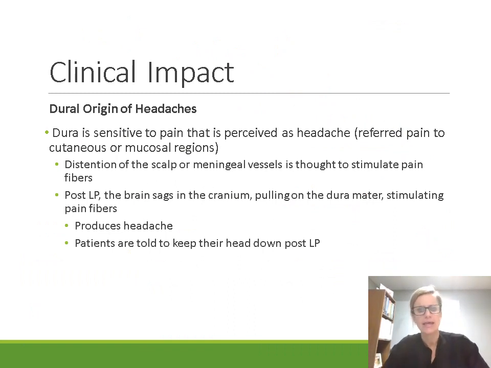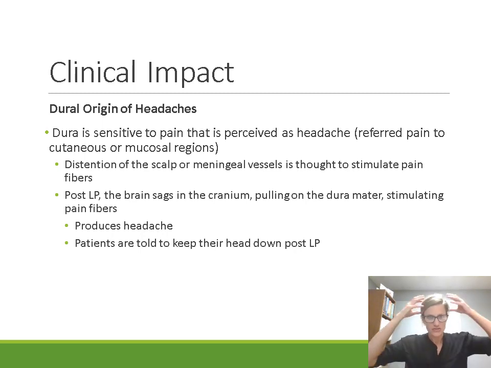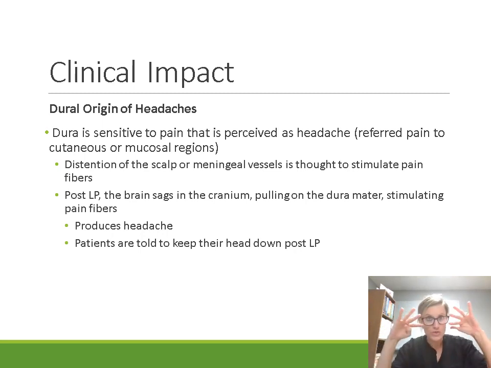There are headaches that can originate from the dura. Remember, we said that the dura is innervated. It has sensory fibers that are carried either by the cervical nerves or by cranial nerve 5, most commonly V1, the ophthalmic nerve. But there are sensory fibers that come from the dura, and the dura is sensitive to pain, and we perceive that pain as a headache. This is typically referred pain. It's referred to like the cutaneous regions, so you feel pain around your head here, or mucosal regions. You could feel pain in your eyes, for example.